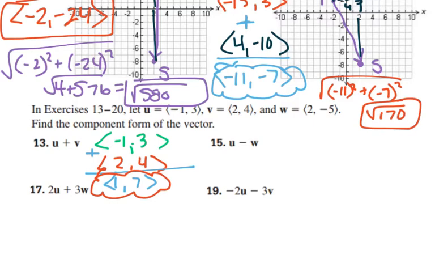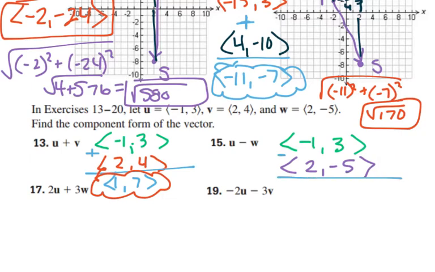Alright, the next one, we're going to take u and w, and we're subtracting them. So u is negative 1, 3 in component form, and w is 2, negative 5. And then we're going to subtract them, which is the same as adding, we're just going to go subtracting. So negative 1 minus 2 is negative 3. And 3 minus 5 is negative 2. So that's our solution to number 15.